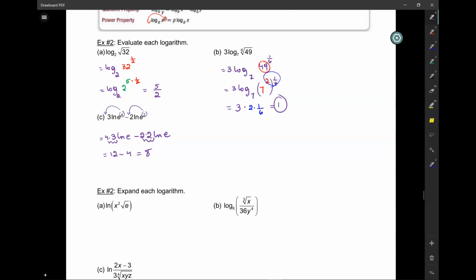Did you have a... Yep. Oh, so when it says evaluate the logarithm, does that mean we have to take out the logarithm? Yeah, evaluate means get the final answer, a numerical answer. Okay.